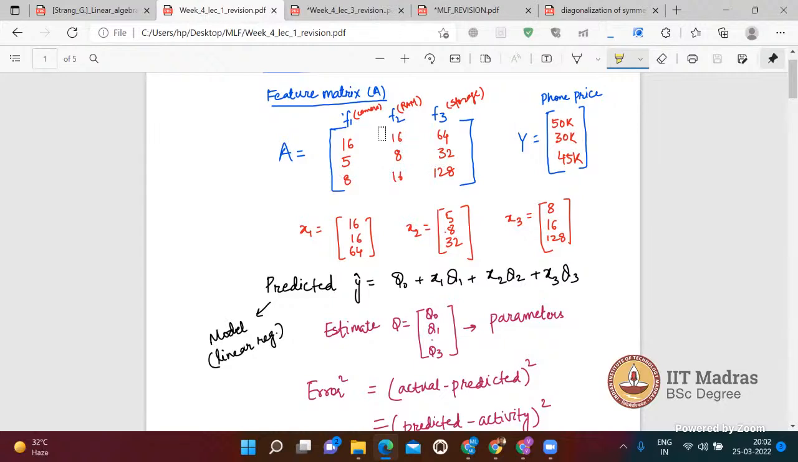The first feature is the power of the camera, the second feature is the RAM, and the third feature is the storage, and then we have the label also. As we have the label for these features, for the first observation we have these features, and we can write this as x1.